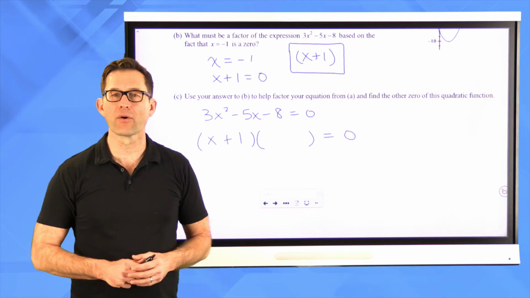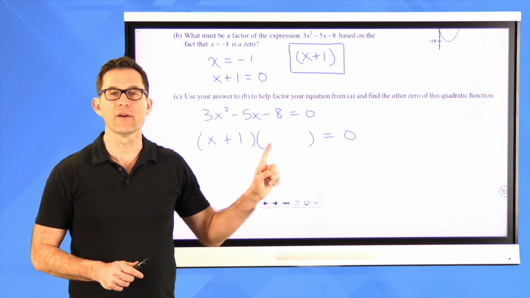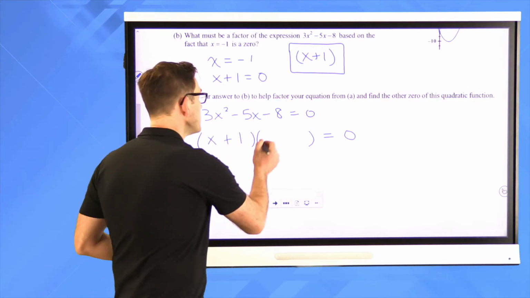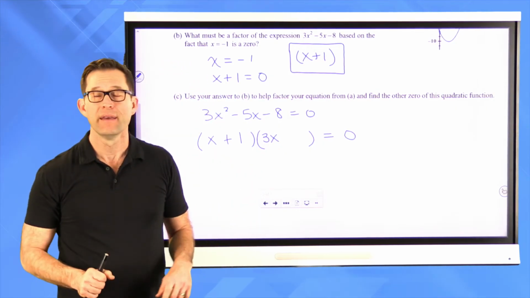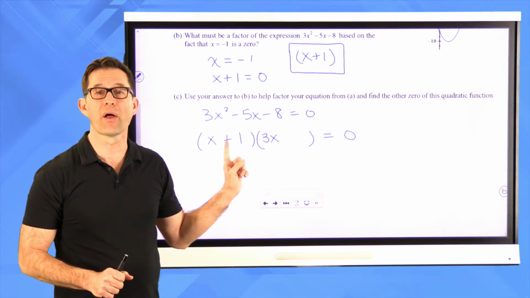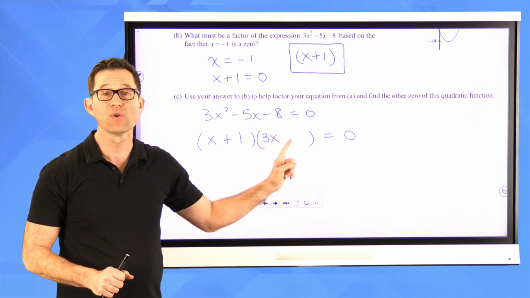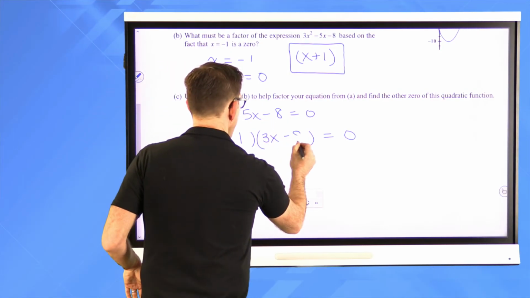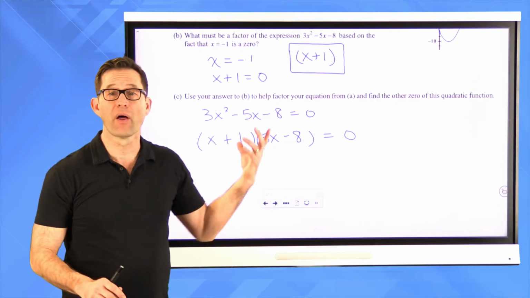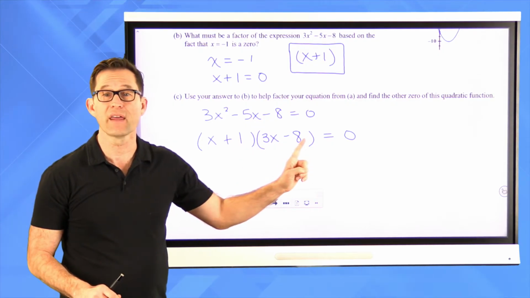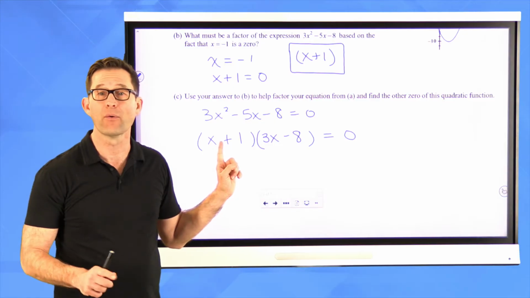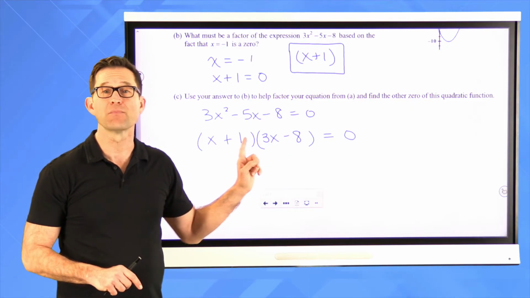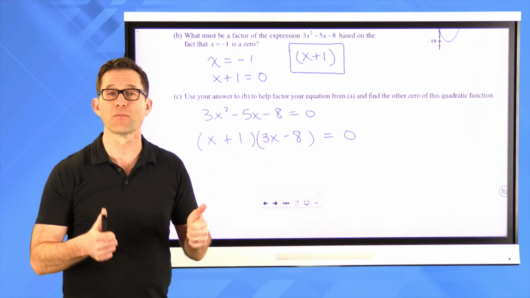Well, it's all about our FOIL algorithm. We know that whatever we put here multiplies x and gives me 3x squared. So I only have one choice here. It's got to be 3x. Now likewise, whatever is sitting here has to multiply positive 1 and give me negative 8. And there's only one number I can put here to multiply by positive 1 and give me negative 8, and that is negative 8. Now I could multiply this out just to make sure it's right, but think about it. I'd have negative 8 times x, that would be the O in FOIL, that would be negative 8x. Then I'd have 1 times 3x, that would be the I in FOIL. So negative 8x plus positive 3x would be negative 5x, and I'm golden.